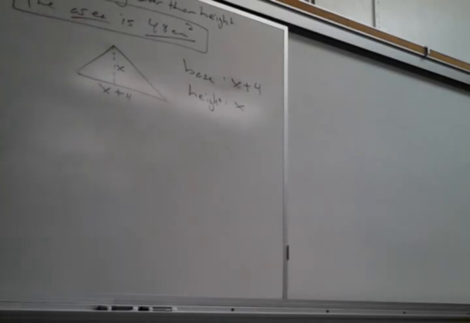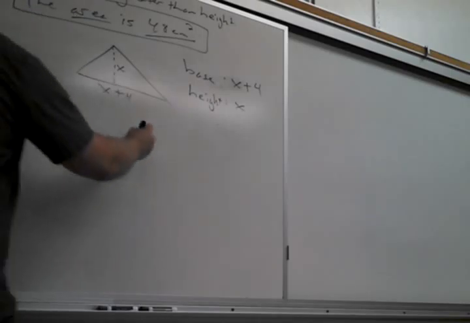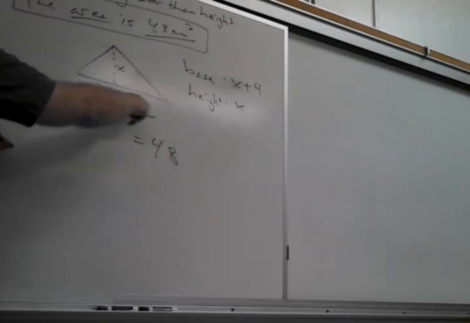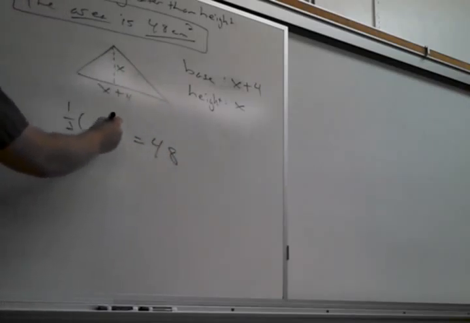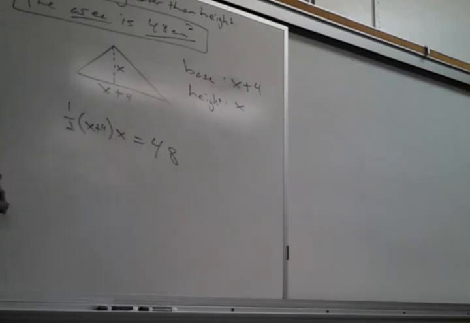What's the formula for the area of a triangle? See, so it's not the sum. It's not when you add them you get something. It's the area of this triangle is 48. So what's the area of this triangle? It's 1/2 the base, which is times the height.